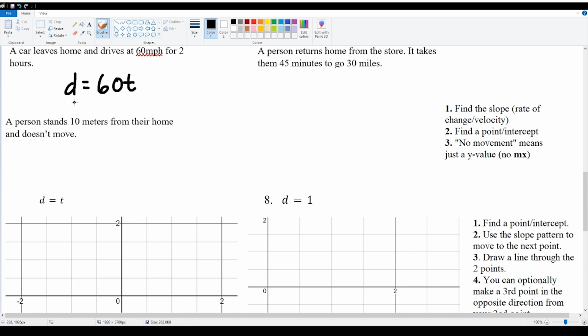Now, I'm not using x and y in this scenario. I could, and it would give me the exact same graph. It's not really a big deal, but I'm trying to stay consistent with the real life stuff that we're looking at here. So instead of x and y, I'm going to use t for time and d for distance.